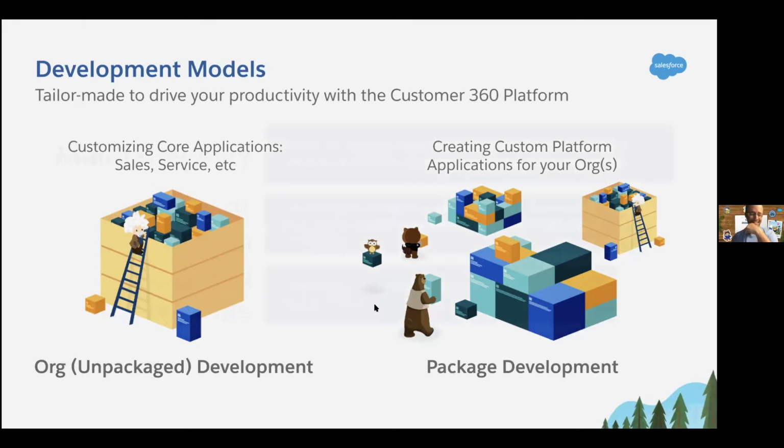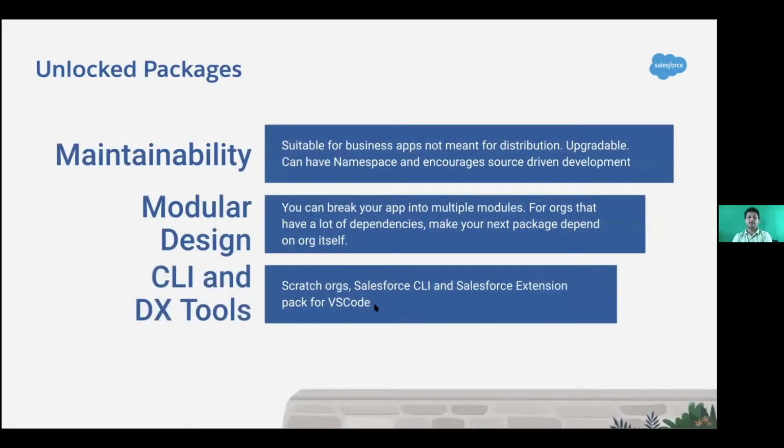Okay. All right, now to the fun part. Unlocked packages. When somebody says 2 generation package, 2GP package, it's a little bit difficult to understand what a second generation package is. But really it's a term used for two different things. One is 2GP managed packages. The other one is unlocked packages.